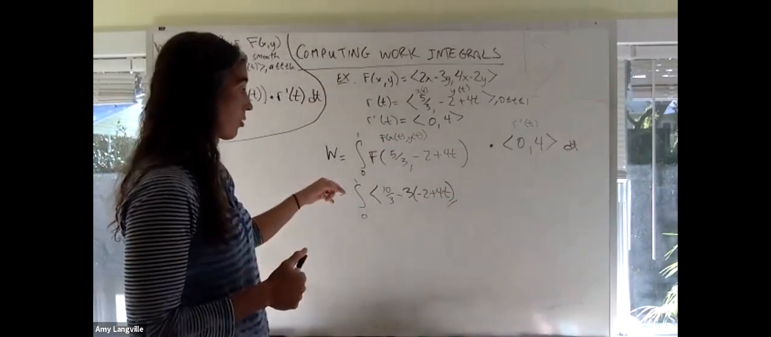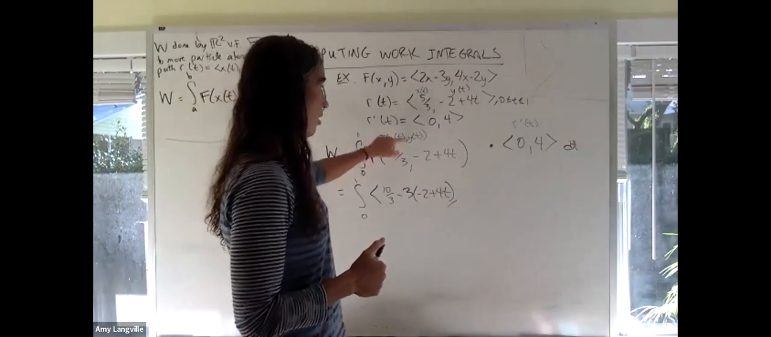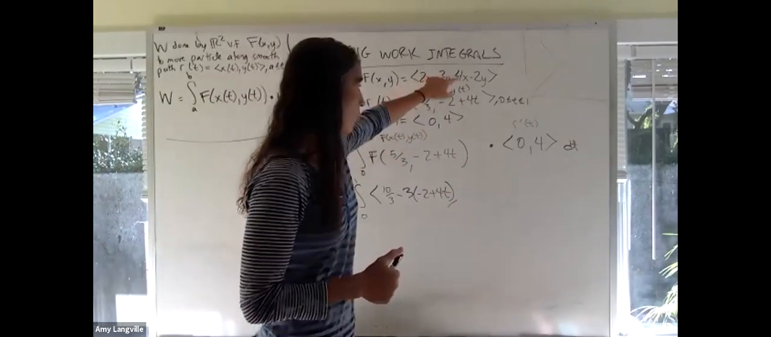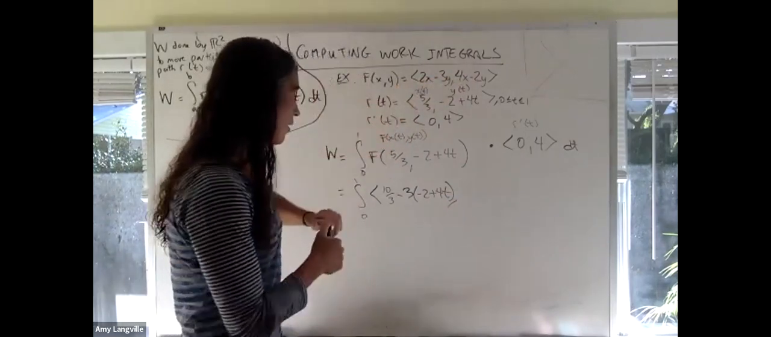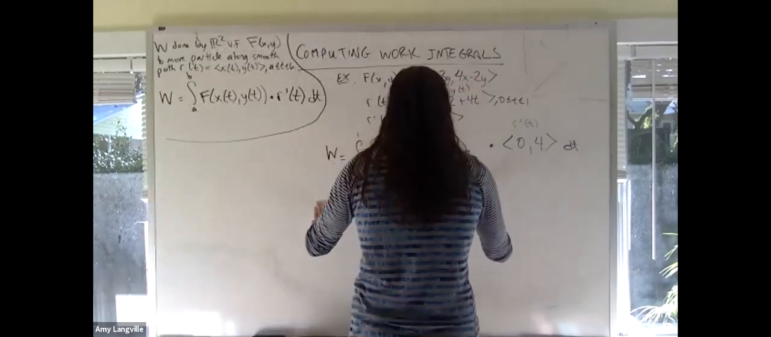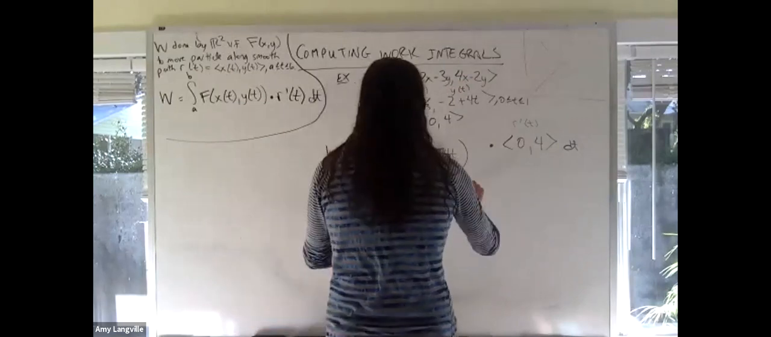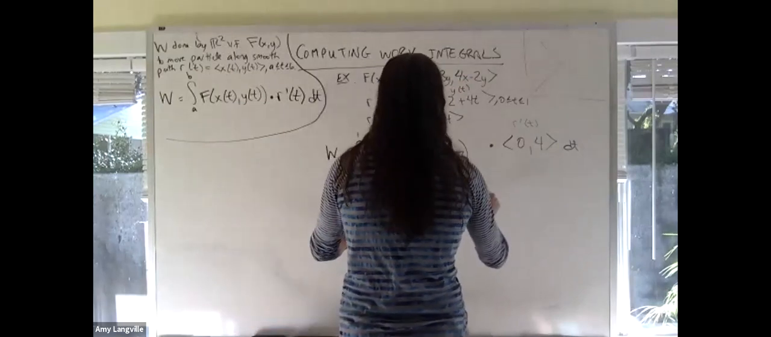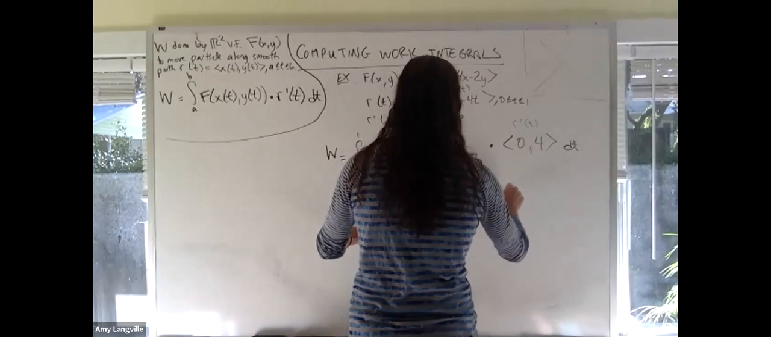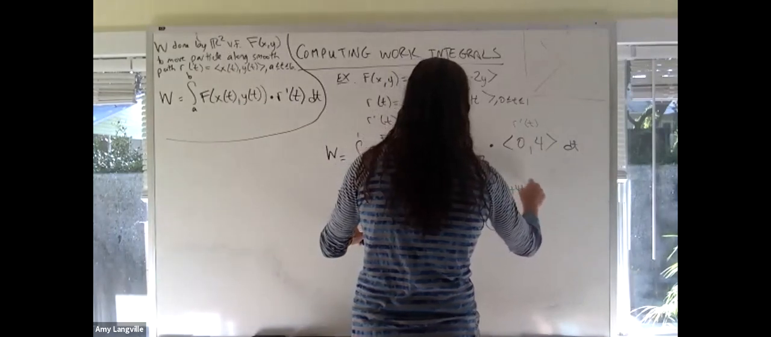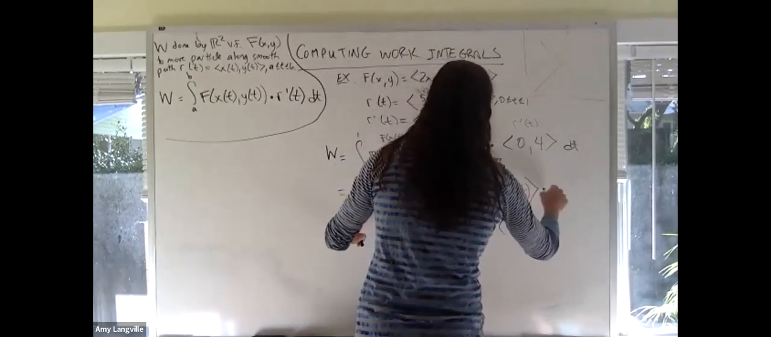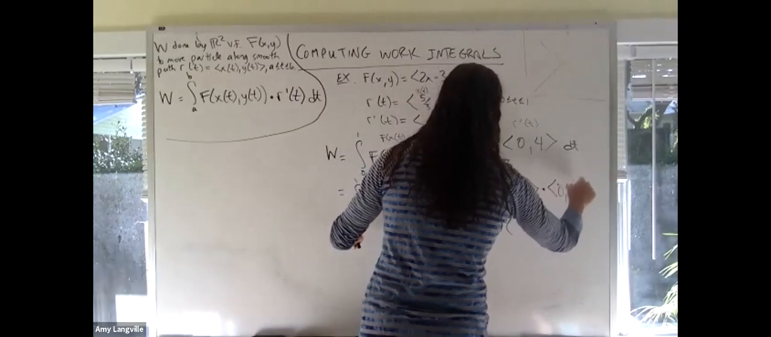And then the second component says you take your 4x minus 2y, which becomes 4 times 5/3, which is 20/3, minus 2 times (minus 2 plus 4t). And then we'll dot that with (0, 4).